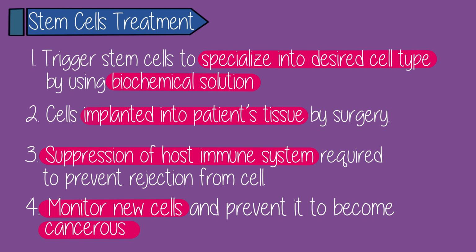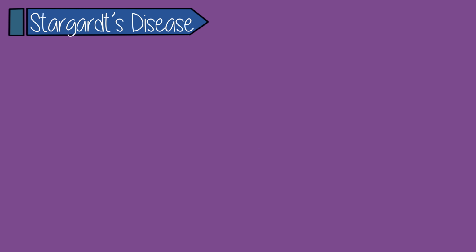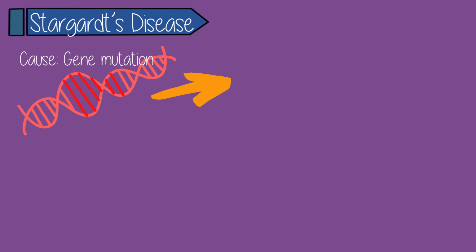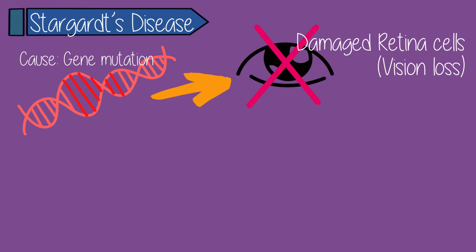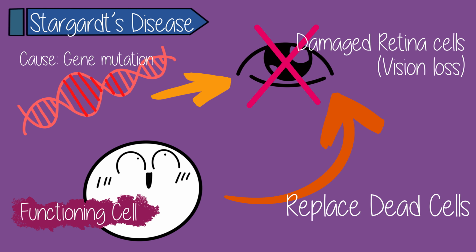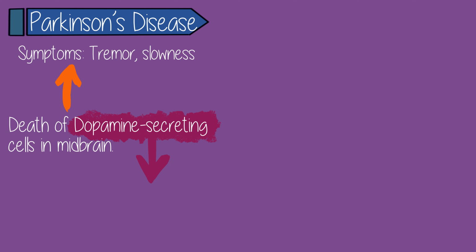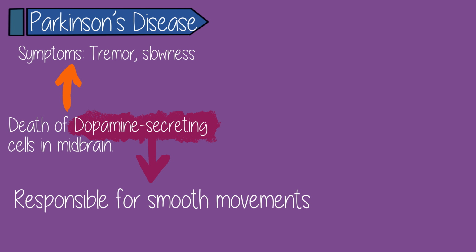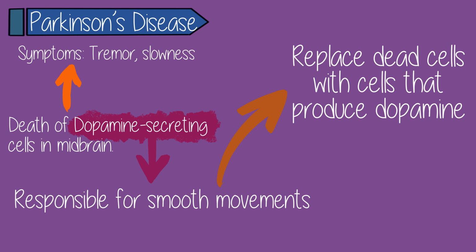To give some examples, Stargardt's disease is caused by gene mutation, which triggers vision loss by damaged retina cells. It is treated by replacing the dead cells in the retina with functioning ones derived from the stem cells. Parkinson's disease has symptoms of tremors, slowness of movement due to the death of dopamine-secreting cells in the midbrain. Since dopamine is responsible for smooth movements, it is treated by replacing the dead cells with cells that produce dopamine.